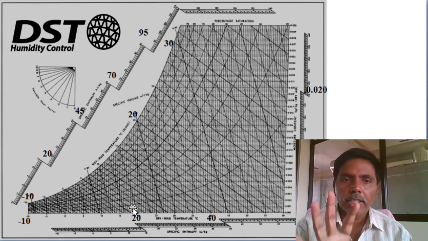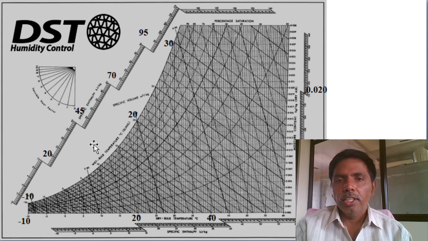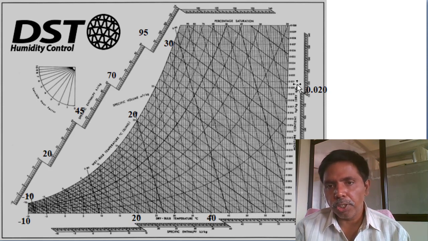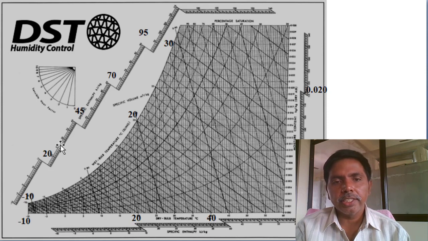Okay, this is the brief explanation of the psychrometric chart. All properties are represented. These are the dry bulb temperature and wet bulb temperature lines, extended to get the enthalpies, and one more set of inclined lines are the specific volume lines. These are the relative humidity lines.